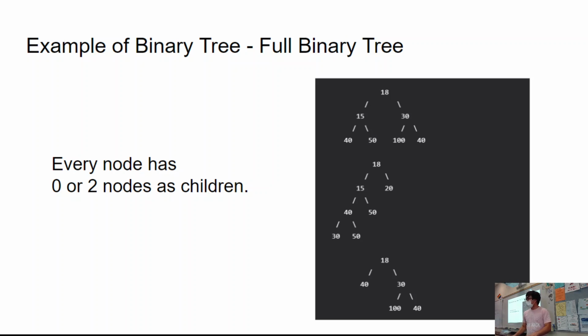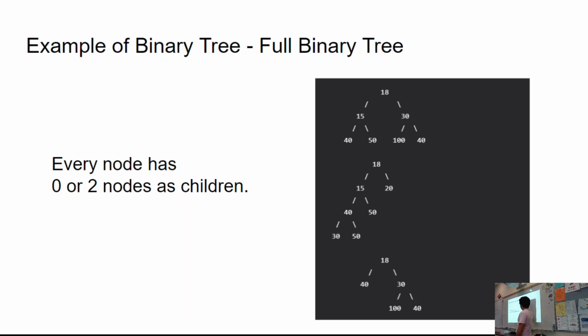Not every tree is like this, but this is just an example of how we construct our tree when we build them. So first off, we have a full binary tree. In a full binary tree, every node has 0 or 2 children. So in this first case, 18 has 2 children, 15 has 2 children, and 30 has 2 children. Each of those has 2 children, but all our leaves have 0 children. There is no node that has 1 child alone.